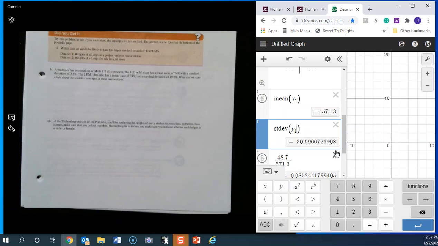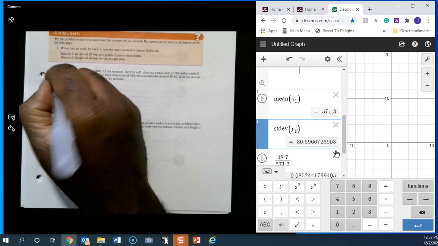Okay, number 9. It says a professor has 2 sections of Math 115 this semester. The 8:30 a.m. class has a mean score of 74% with a standard deviation of 3.6%. The 2 p.m. class also has a mean score of 74%, but a standard deviation of 19.2%. What can we conclude about the students' averages in these 2 sections?